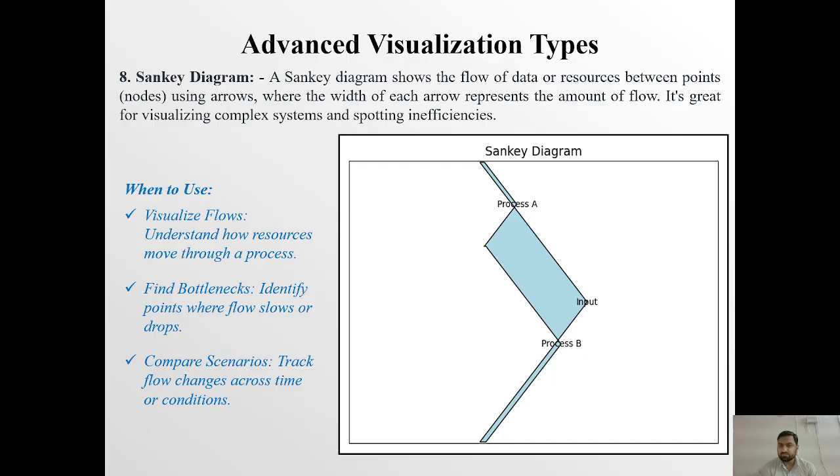Sankey diagram. A Sankey diagram shows the flow of data or resources between points, nodes, using arrows where the width of each arrow represents the amount of flow. It's great for visualizing complex systems and spotting inefficiencies. When to use: visualize flows, understand how resources move through a process. Find bottlenecks, identify points where flow slows or drops. Compare scenarios, track flow changes across time or conditions.